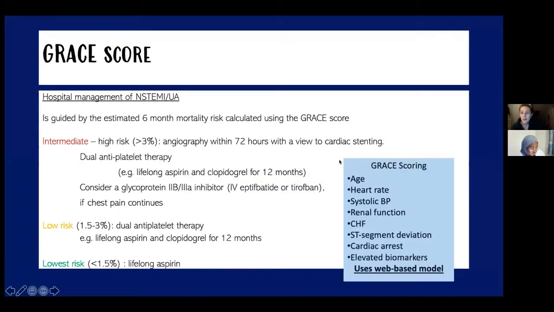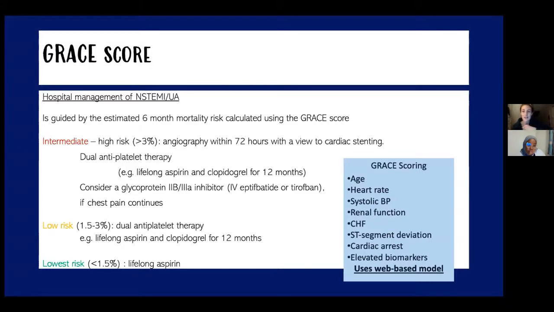So GRACE scoring is made up of your age, your heart rate currently, your blood pressure at the time. It looks at your renal function, if you have any form of heart failure, if there's been any sort of ECG changes, whether you're in cardiac arrest or not, and then your biomarkers. And it's a web-based model, so you can log on to the computer, MDCalc, and it gives you the form to fill out with all your patient's details, age, things like that. And then this was taken from Pulse Notes, I think.